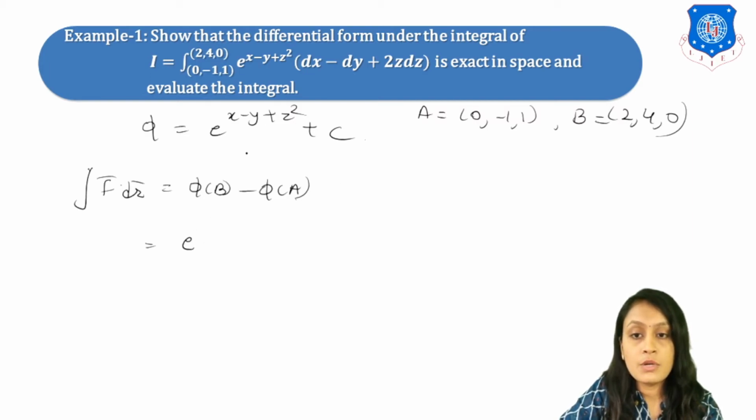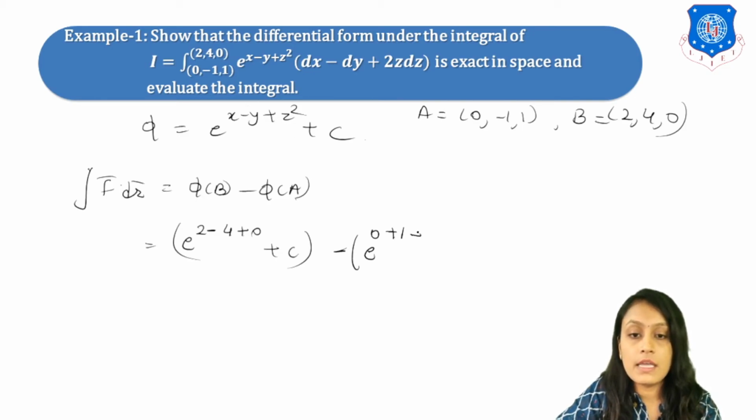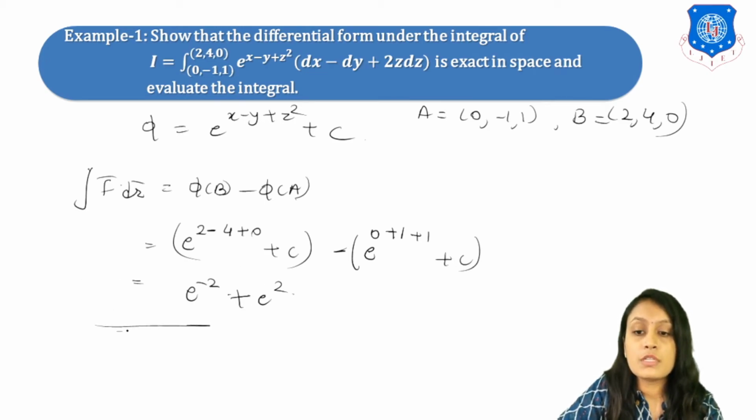So e raised to, in place of x we write 2, so 2 minus 4 plus 0, plus this c, minus now phi of a, which is e raised to 0 minus minus 1 plus 1, so it becomes plus 1 and again plus 1, plus c. Simplify this: e raised to minus 2 plus c, minus c gets cancelled, and here we have plus e square. So this is your answer for the line integral.